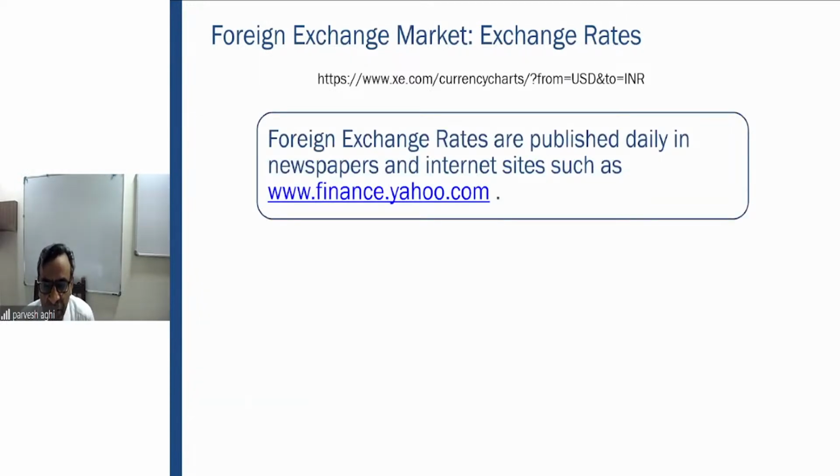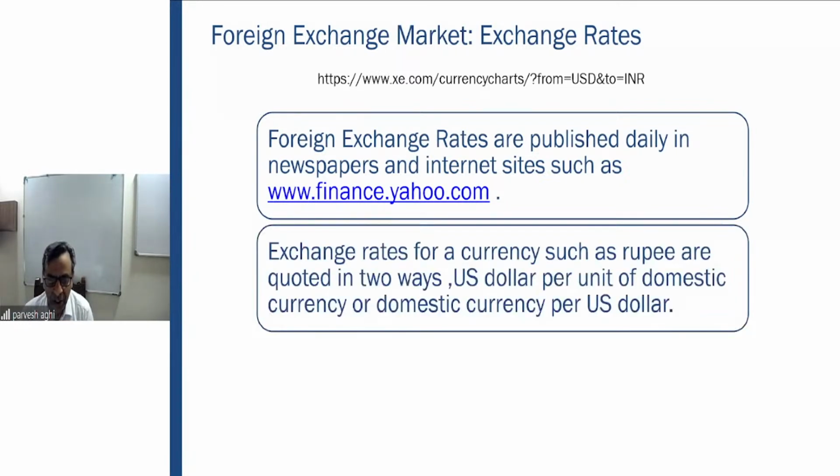Then the foreign exchange rates. Now, forex rates are published daily in the newspapers and internet sites such as www.finance.yahoo.com and many sites. Exchange rates for a currency such as the rupee are quoted in two ways: US dollar per unit of domestic currency, or domestic currency per US dollar.